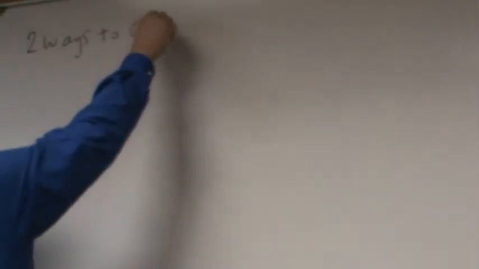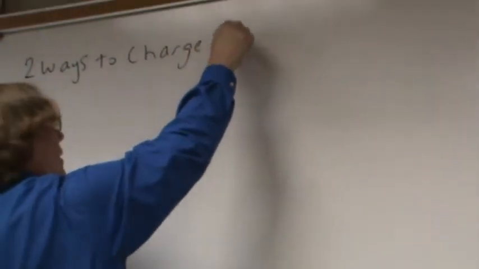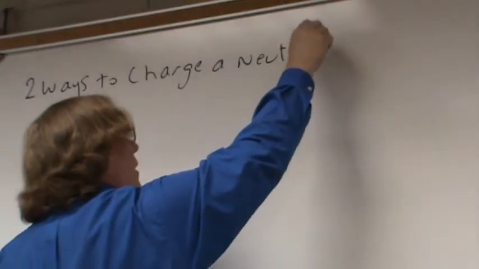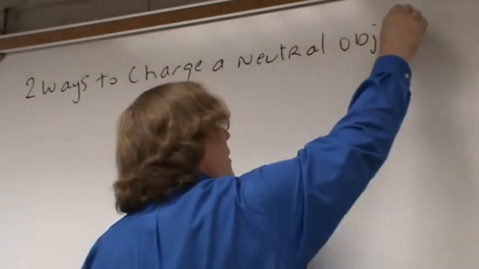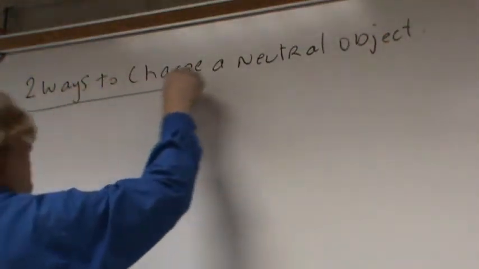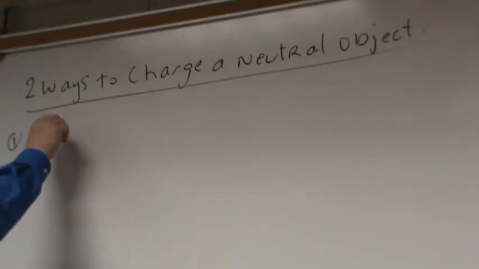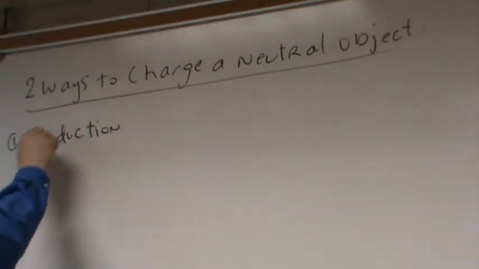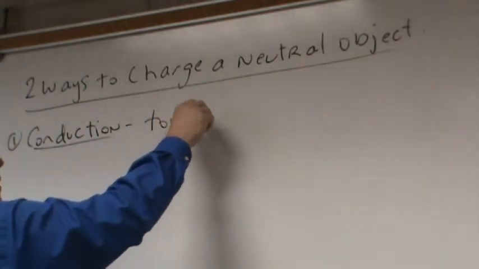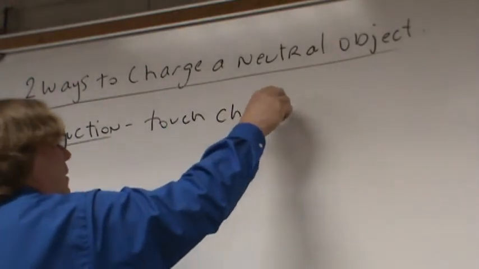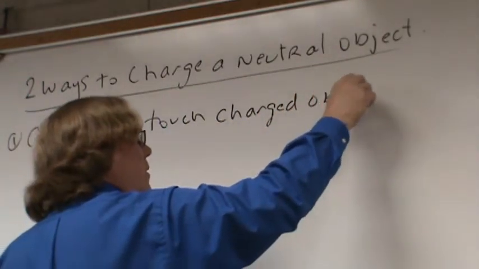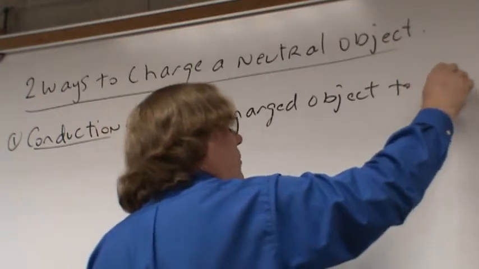Two ways to charge a neutral object. Number one, conduction. Touch a charged object to the neutral object.